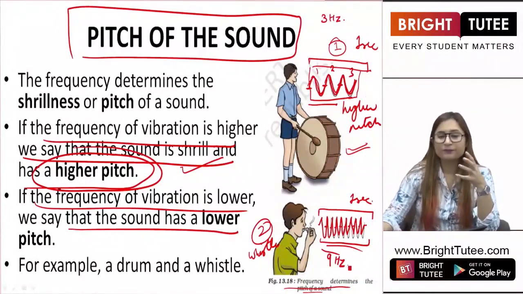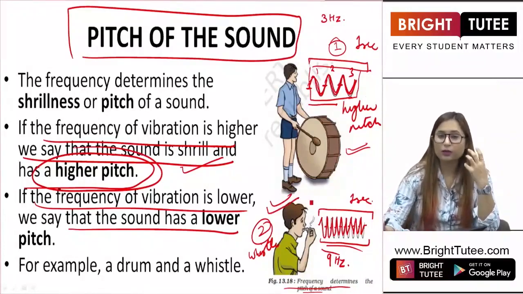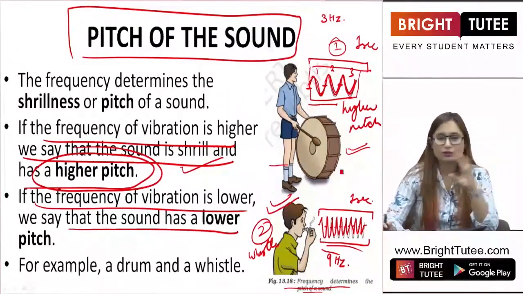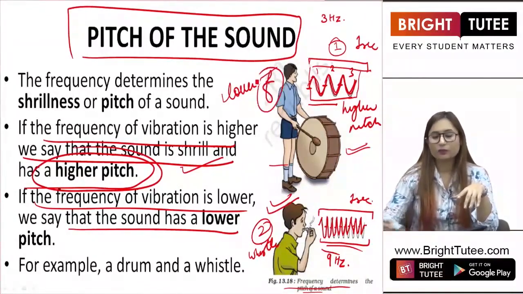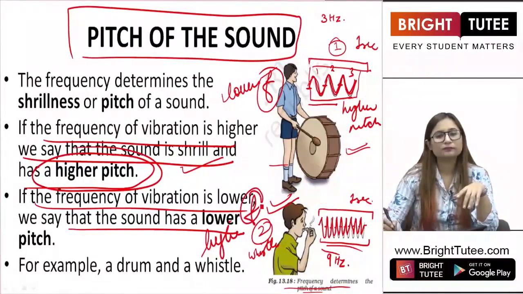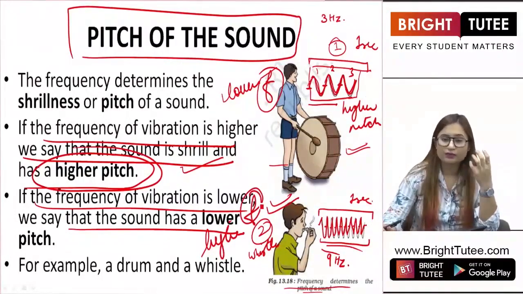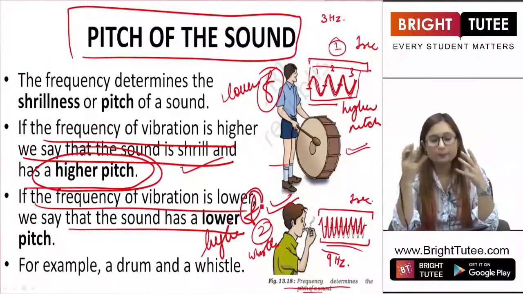So you can see that the higher pitch is of the whistle, the shrill voice is of the whistle, while the drum has no shrill voice. It has lower frequency, while the whistle has higher frequency. This is why the voice of the whistle has a very high pitch, it is very shrill. So now we have understood the concept of pitch as well.